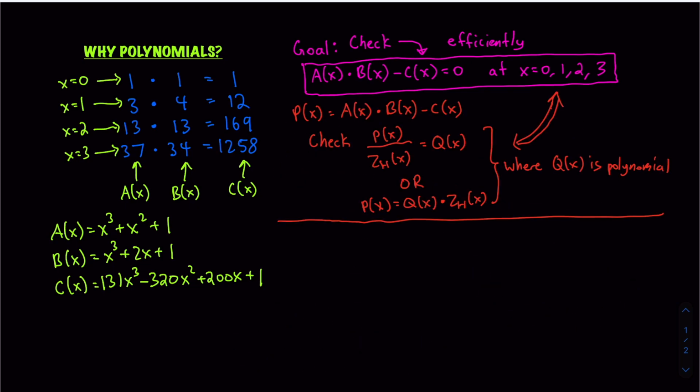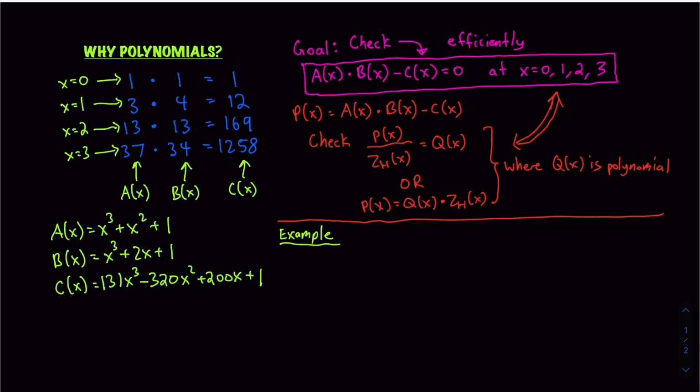So to recap, what we have done is turn a of x times b of x minus c of x equals 0 checked at 4 points, x equals 0, 1, 2, 3, into one check of the equation p of x divided by z sub h of x equals q of x, where p of x equals a of x times b of x minus c of x, and z sub h of x equals x minus 0 times x minus 1 times x minus 2 times x minus 3.